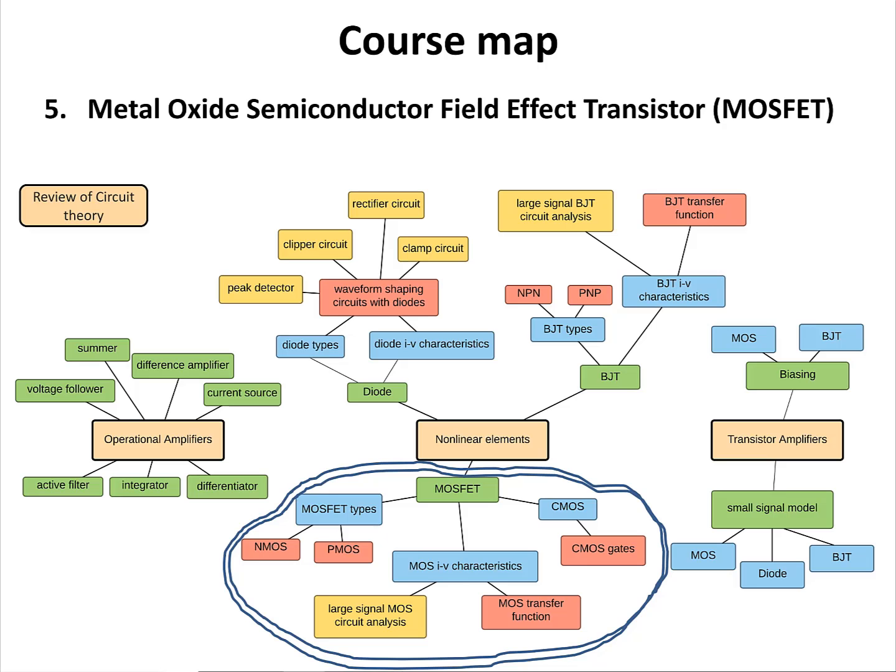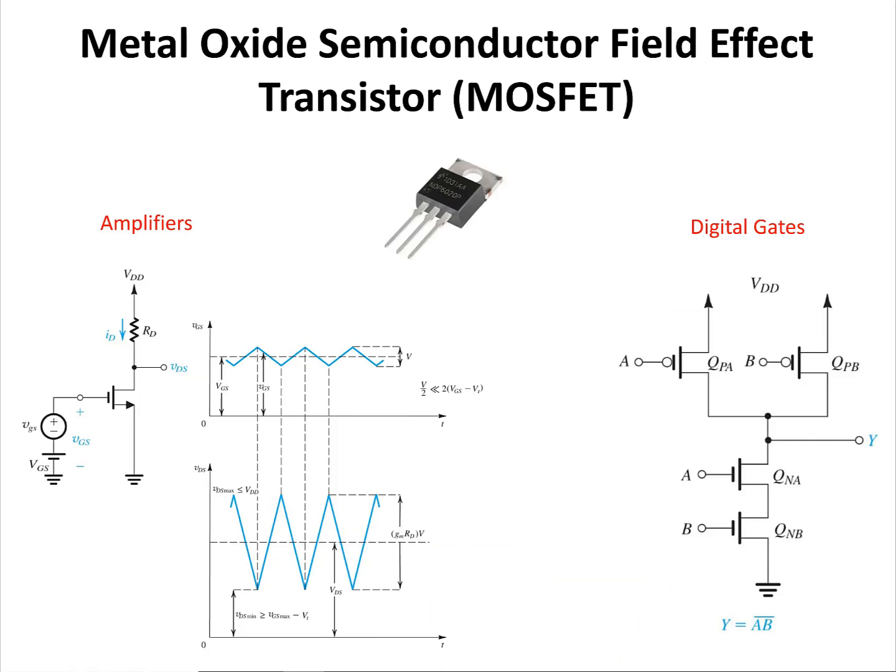Hello everyone, we are starting the topic of MOSFETs, or metal oxide semiconductor field effect transistors. We are going to look at MOSFET types and the IV characteristics of the MOSFETs. MOSFETs, like BJT transistors, have two applications. They are used as amplifiers or as switches, for example, in the implementation of digital gates. In this course, we're going to study both applications of MOSFETs.